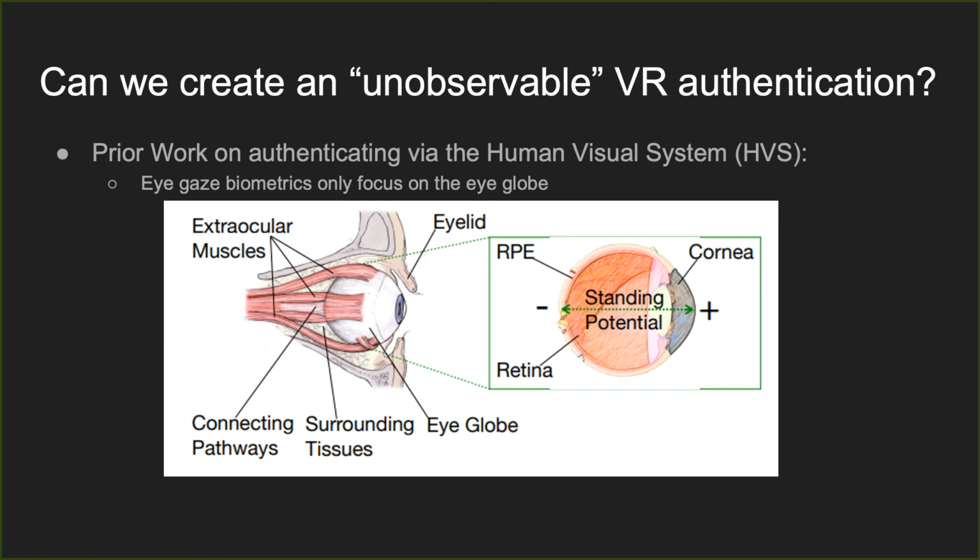There's some prior work on authenticating via what they call the human visual system, so basically your eyesight. They call them eye gaze biometrics, which focus only on the eye globe. Here you have a picture of the actual eye, and the eye globe is just the eyeball itself, where you're trying to authenticate based on the directions and how your gaze is shifting around in a particular system.